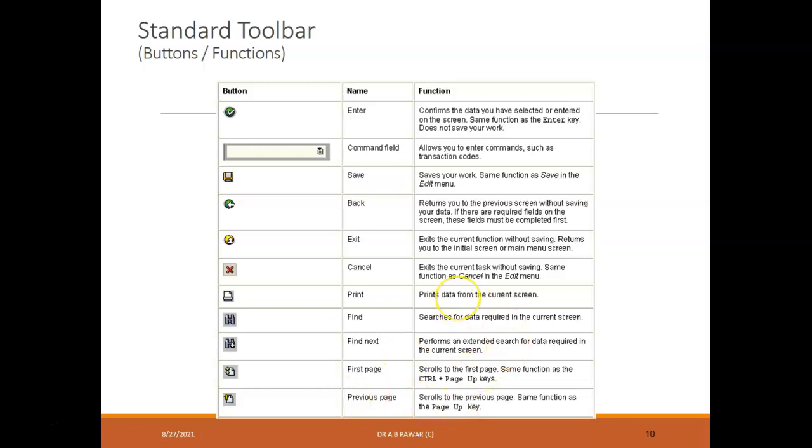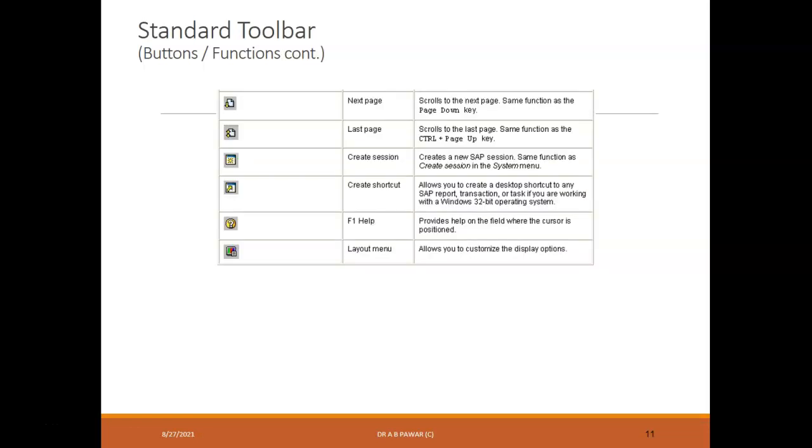Then Previous Page, if I want to go to the previous page, I can use this icon shown over here, and then I will scroll to the previous page, and the same function we can do with the help of the Page Up key on your keyboard. See, other options are also given. It's very easy, you can easily understand them. Like your first page, previous page, next page and last page options are also given.